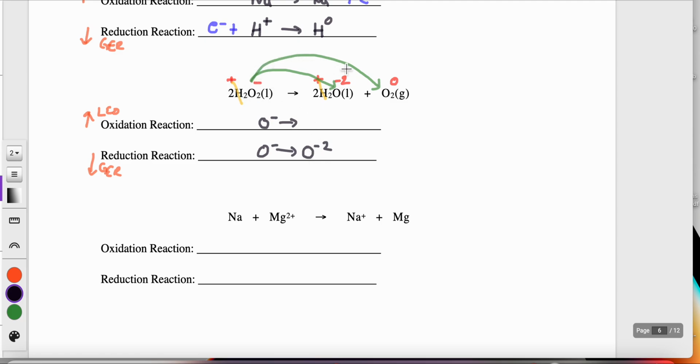-1 going to a 0, that's climbing up the ladder. That's our oxidation process. So now we've identified what's being reduced, what's being oxidized. But when we take a look at this process, on the left, my total charge is -1, and on the right, my total charge is 0.